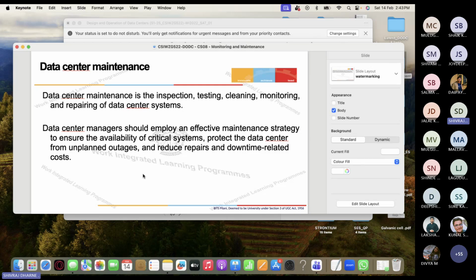Data center managers should employ an effective maintenance strategy to ensure the availability of critical systems, right? Protect the data and protect the data center from unplanned outages, right? And you have to reduce the repairs and downtime-related costs. So OPEX, when you say maintenance, means what is your OPEX and how do you optimize your operational cost? You already invested the CapEx, right? In the beginning, you invested in servers, network, memory, space, everything, right? Now, how do you reduce your operation cost? That is possible when you understand what it takes to maintain a data center properly.